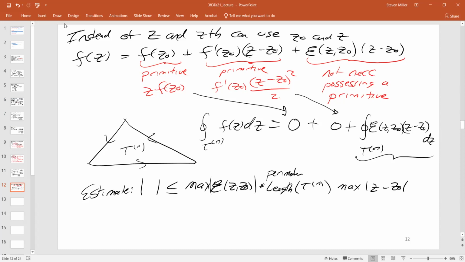I'm explaining things about z naught. Z naught is some point inside here. I know because my triangles are nested that they have to converge to something. This is why I wanted you to watch the video beforehand so I could try to just emphasize the key points. There's a lot going on here.